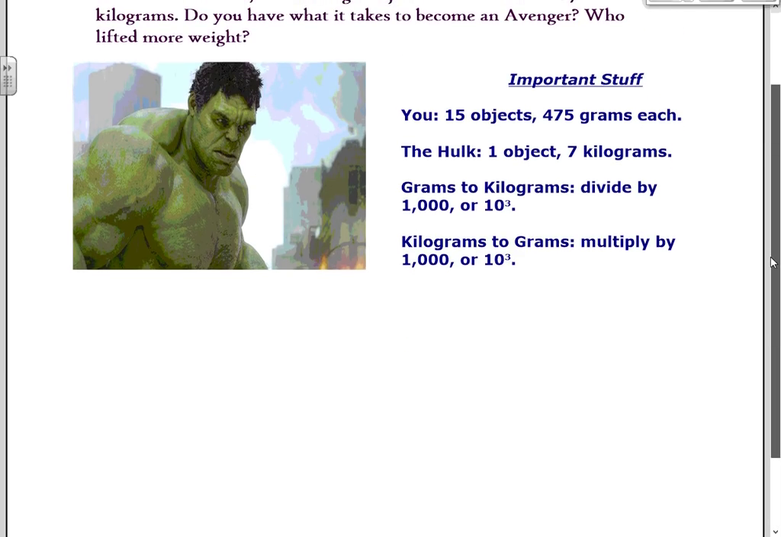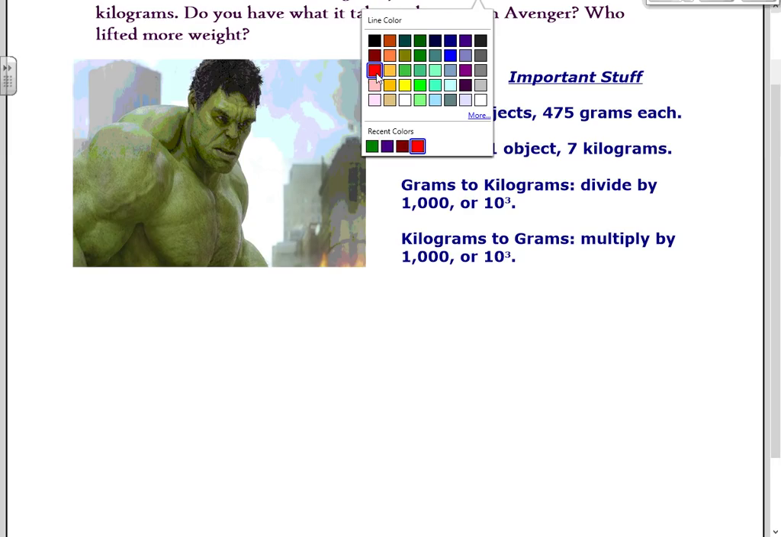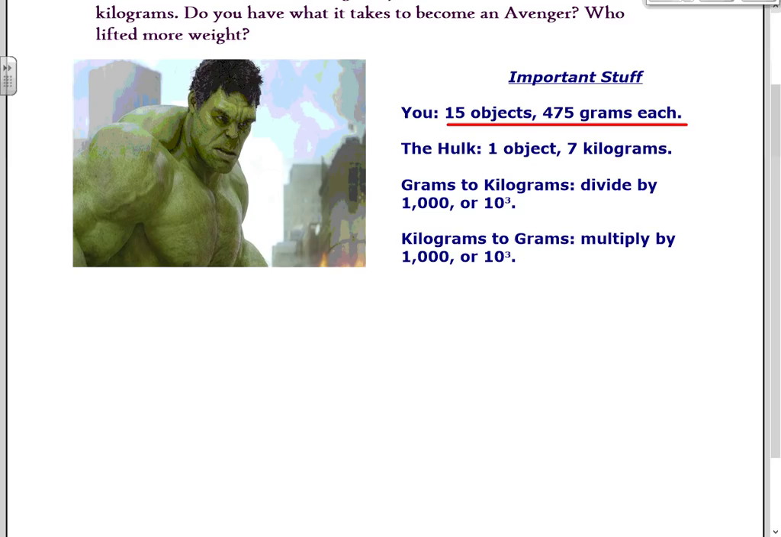Here's the stuff we need to know. You had 15 objects at 475 grams each, and he had one object at 7 kilograms. Grams to kilograms, the conversion is 1,000 or 10 to the third. That's what we're going to be looking at as we solve this. The first thing we're going to do is find out how much your weight was total in grams. So we're going to take the 475 for each object and multiply that by 15.